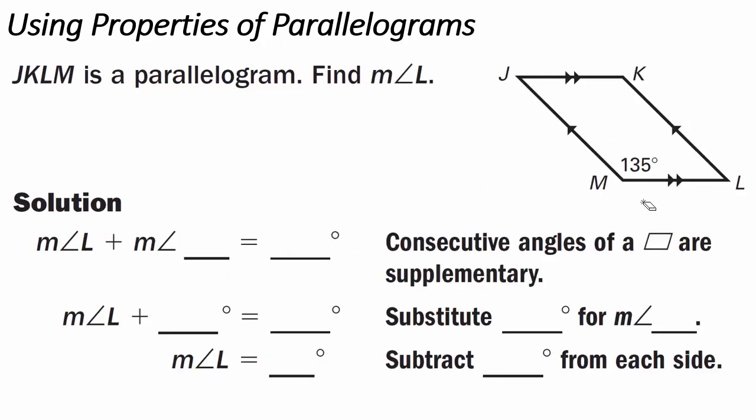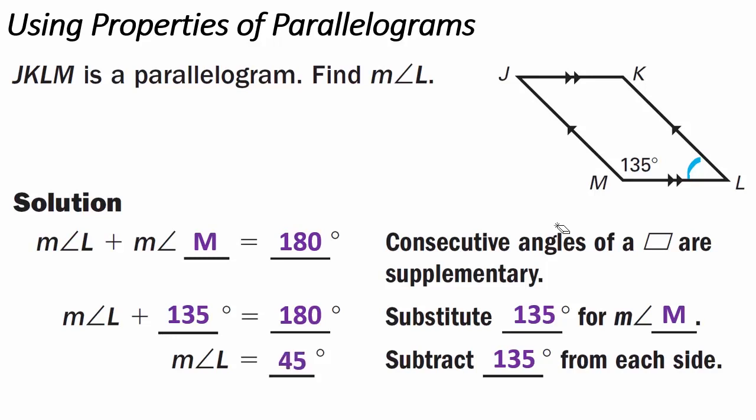Example number 2, we're using properties of parallelograms. We're given that JKLM is a parallelogram, and we are asked to find the measure of angle L. Well, angle L is right over here, and we notice that we are given its consecutive angle measure, which is angle M, and that is 135 degrees. We know in a parallelogram, consecutive angles are supplementary, so the measure of angle L plus the measure of angle M is equal to 180 degrees. We can substitute 135 for the measure of angle M, and we can subtract 135 from each side to get that the measure of angle L is 45 degrees.